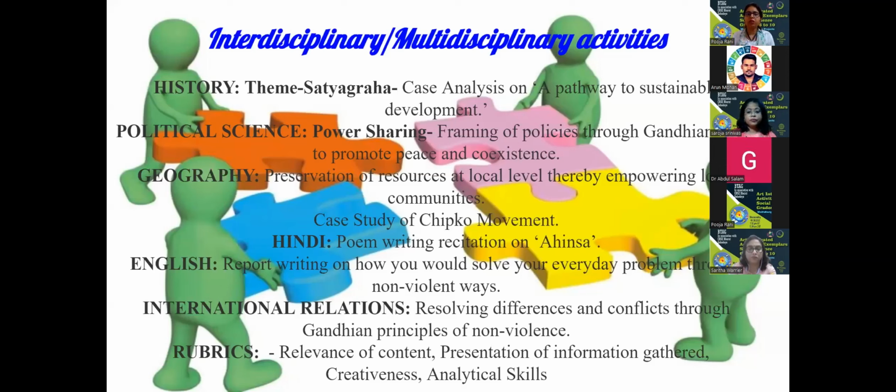In English, we can relate with report writing on how you would solve your everyday problems through non-violent ways. International relations can be done, and this can be related to our day-to-day happenings in our life also. Resolving difference and conflict through the Gandhian principle of non-violence. Rubrics can be topic content relevance, presentation of information gathered, creativeness, analytical skills. As we have already seen in previous slides, right? For the multidisciplinary project, there are rubrics given by the CBSE. As per the need of our lesson plan, we can modify the rubrics.